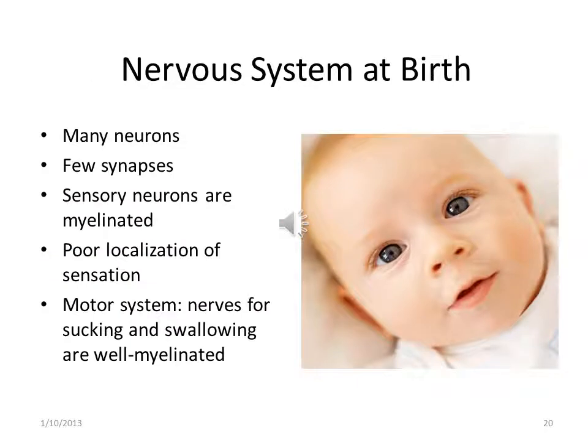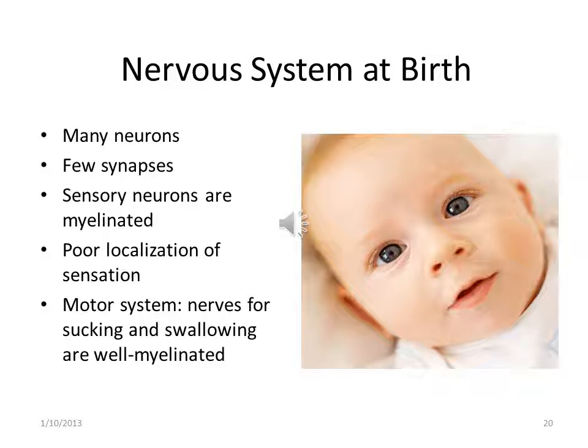This slide describes the state of the nervous system at birth. So we have many neurons. In fact, more neurons are found in the newborn baby's brain than in the brain of an adult. But there are very few synapses or connections between these neurons. Sensory neurons are typically pretty well myelinated. Although babies have trouble localizing sensation exactly, they are aware of pain and temperature and pressure and other types of sensations. They're also good at smelling and tasting.